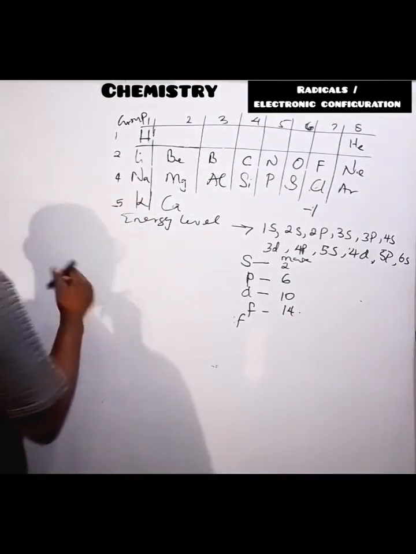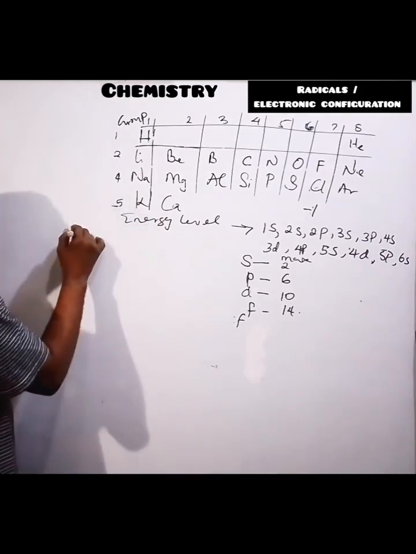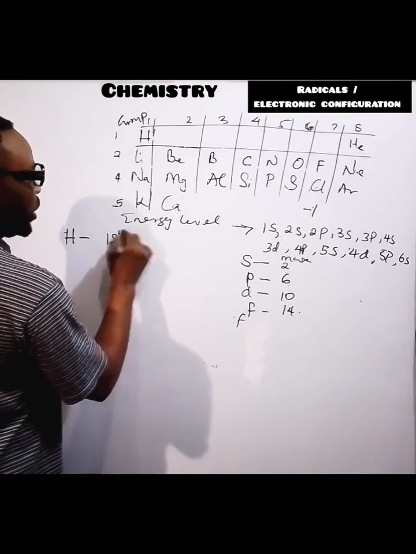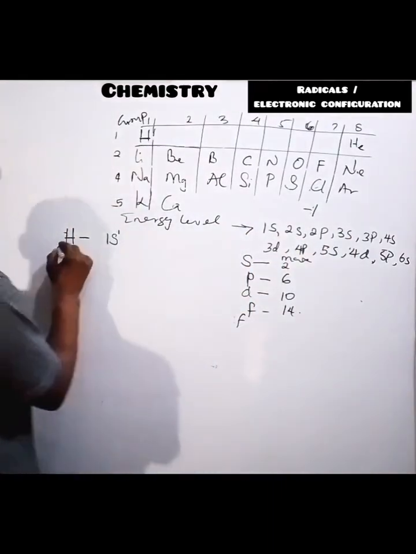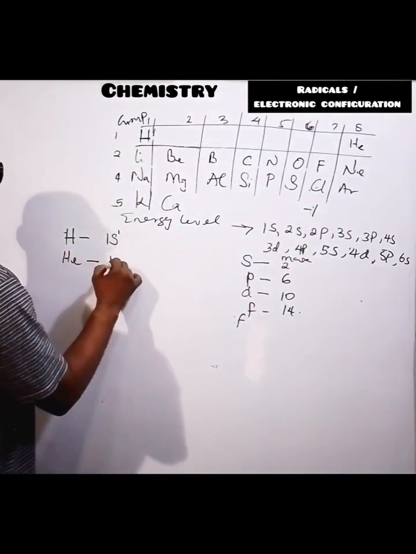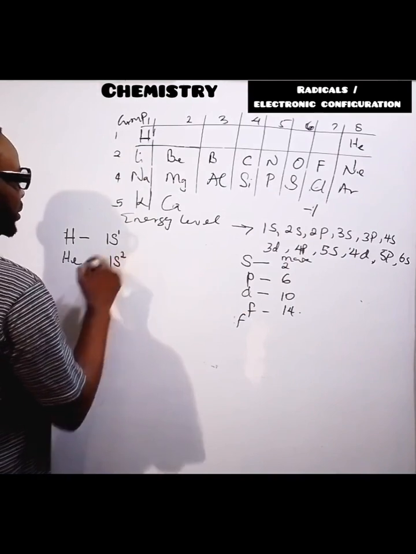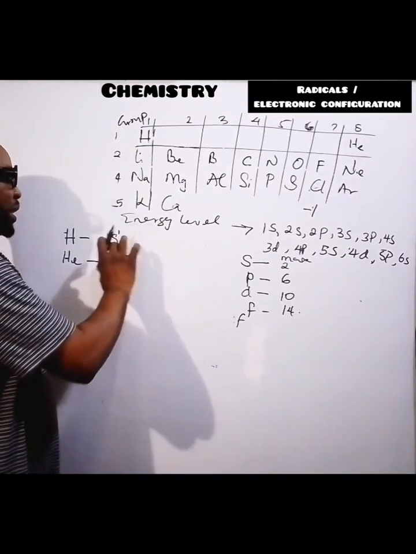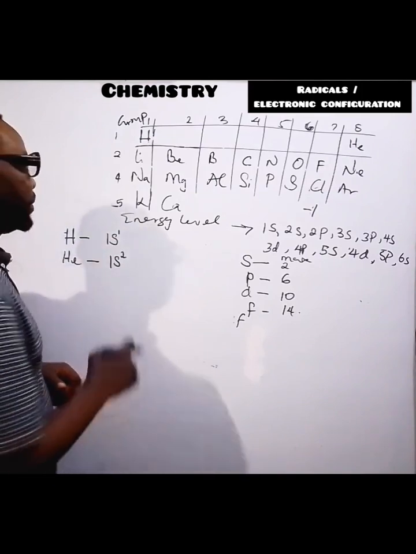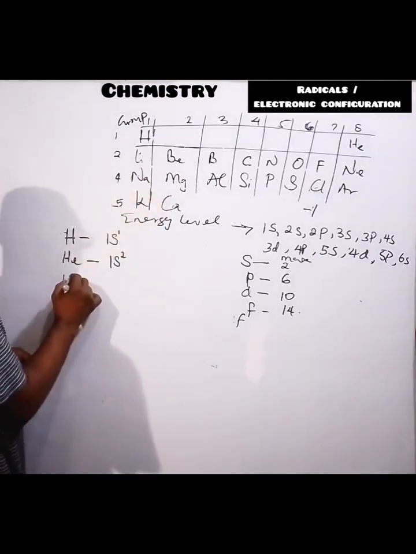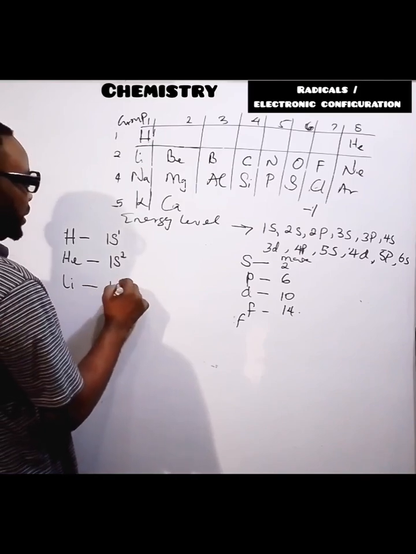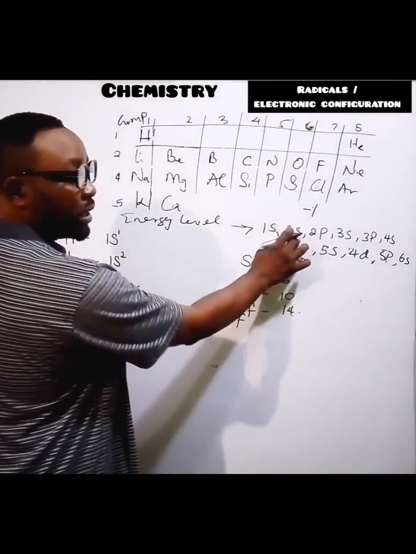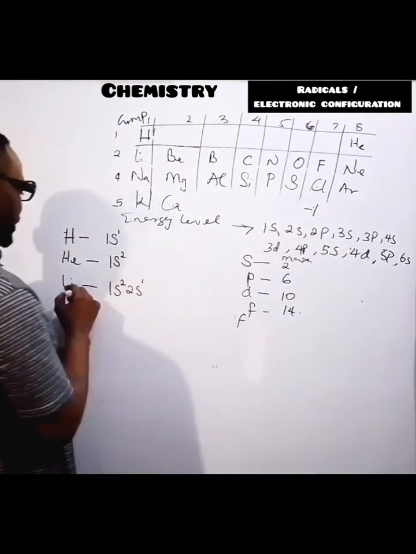So I want to start from hydrogen. Hydrogen has 1 electron, so it is 1s1. I'm going to follow this string now. Helium will be 1s2. Don't forget, I've been able to complete this energy level of 1s now. Now, followed by lithium, which is what? 1s2, 2s1. You can see it's 2s that is next.